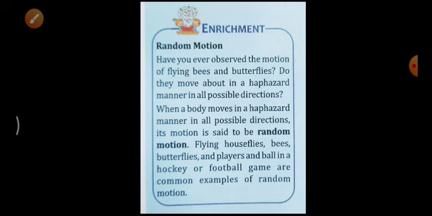So flying houseflies, bees, butterflies, and players and the ball in a hockey or football game are common examples of random motion. No particular or definite type of motion, or haphazard motion, is called random motion. Okay, simple one only.